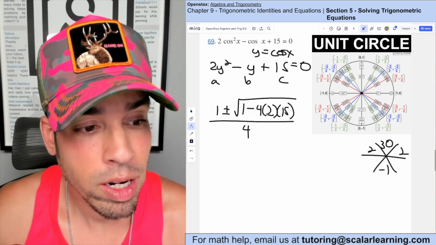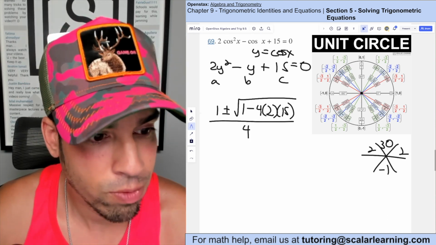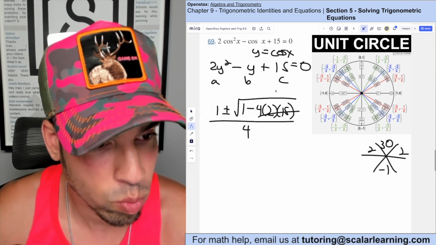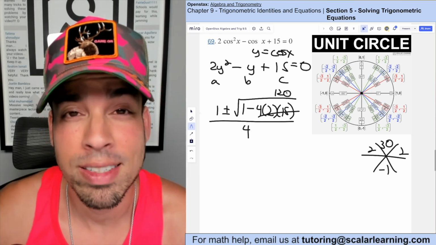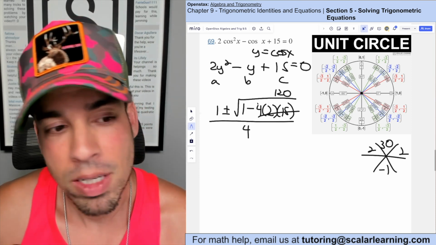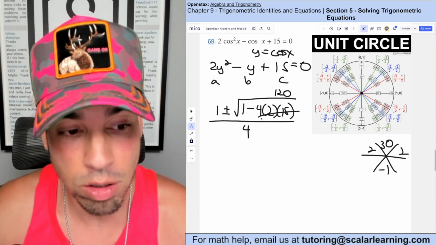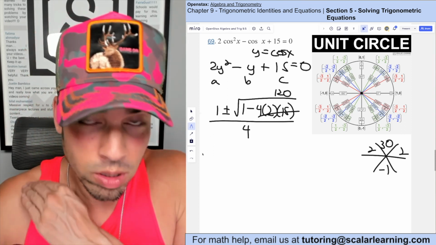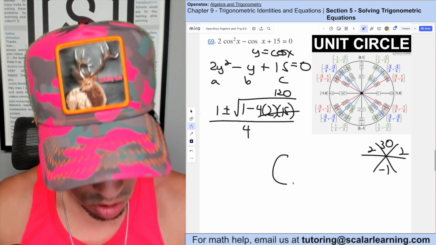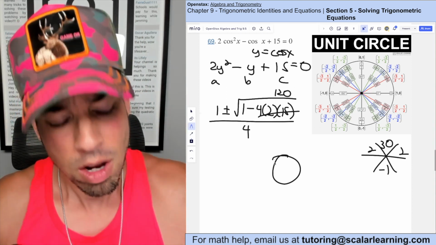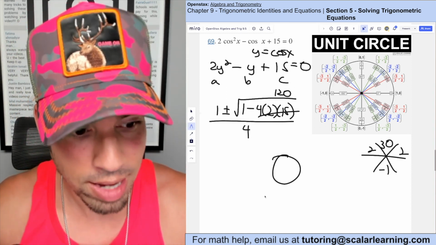Now, before we go any further, notice what we have in here. 4 times 2 is 8 times 15 is 120. 1 minus 120 is negative 119. That means this would require us to take the square root of a negative, which is not a real solution, which means that we're done. We don't have to go any further. There is no solution, no real solution, I should say. No real solution for this, so that's the answer.